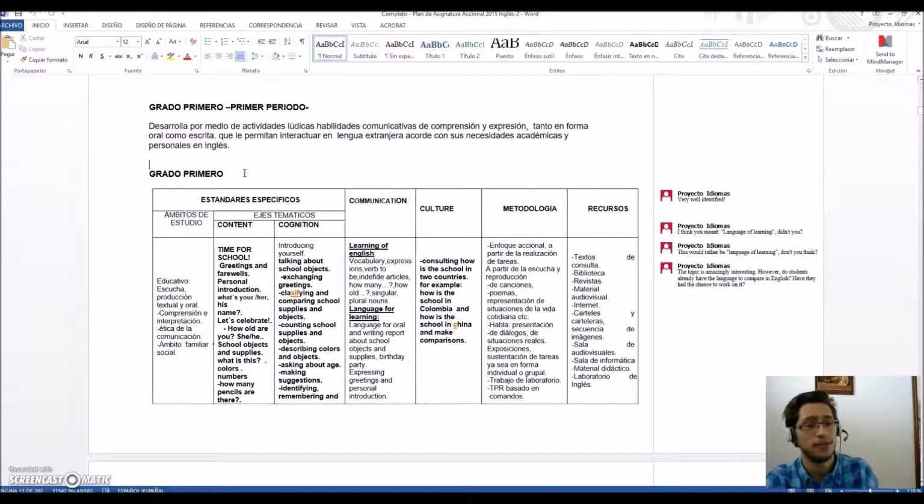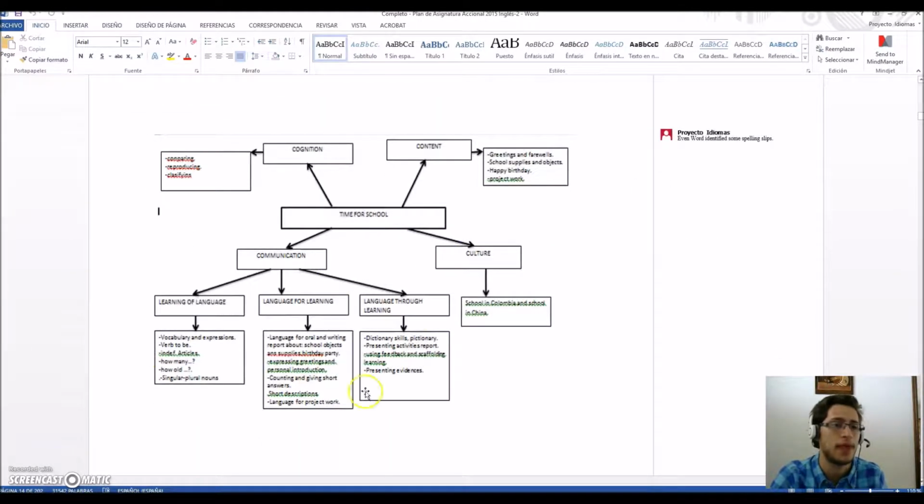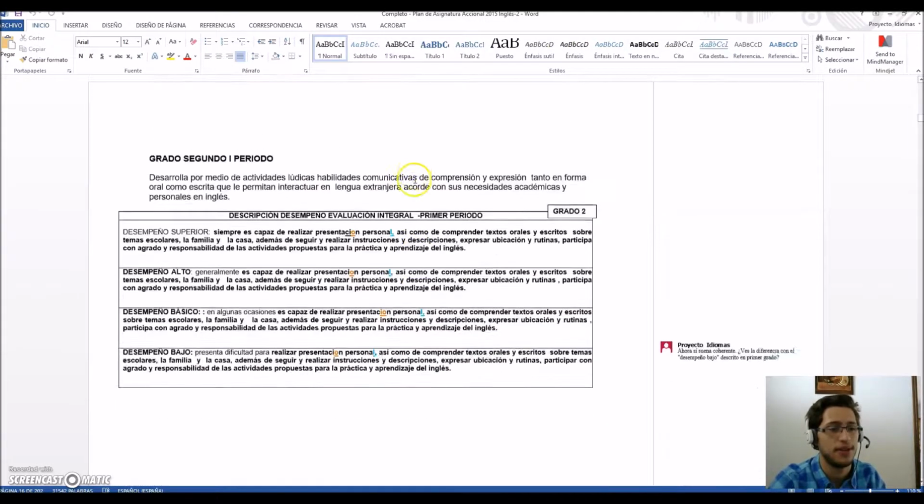The idea is that you develop the 4Cs in all of the grades and also in all of the terms of the year. Okay. And they also have a map. We highly recommend that you plan the 4Cs in a map so that it gives you a visual overview of what the year is going to look like, of what you are going to teach during the year. And the 4Cs need to be there: culture, cognition, communication, and content. They have to be there.